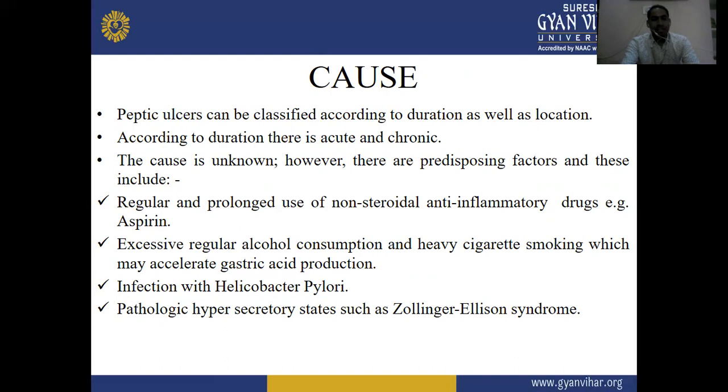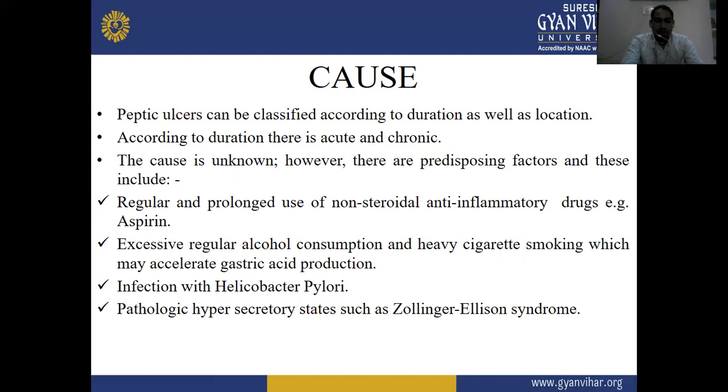Next is infection with Helicobacter pylori. Helicobacter pylori bacteria cause peptic ulcer in the stomach and duodenum. Next is pathologic hypersecretory states, such as Zollinger-Ellison syndrome.